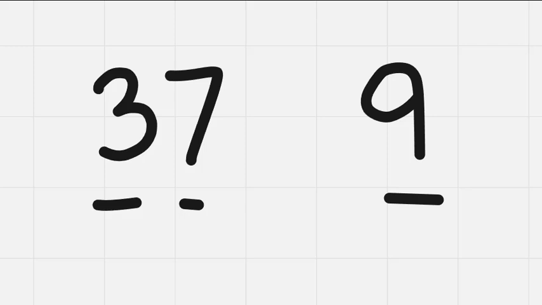When the number of digits is not equal, we need to look at the 2-digit number. The 2-digit number is always going to be bigger than a 1-digit number. Always. The number with more digits will always be bigger than the number with less digits. So here, 37 is greater than 9. It opens to 37 and points to 9.